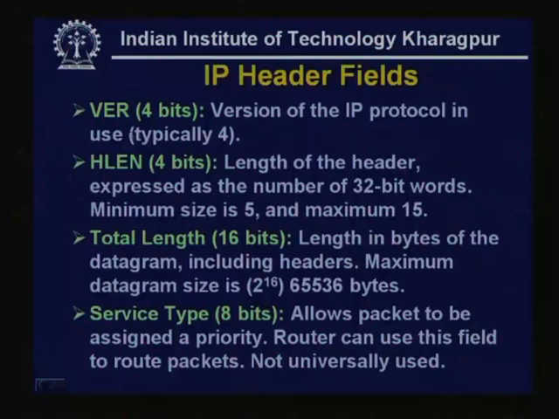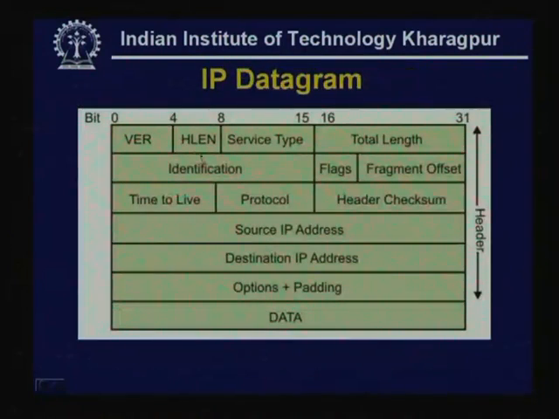For example, it has the version field, which is represented by 4 bits. Presently, IP version 4 is being used. If you use IP version 6, then that has to be mentioned in this version field. Then the header length, 4 bits, gives the length of the header expressed as a number of 32-bit words. The minimum value is 5 and the maximum is 15. So the header length is specified with the help of this field.